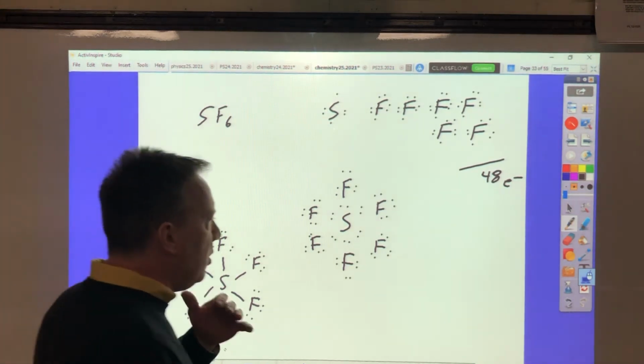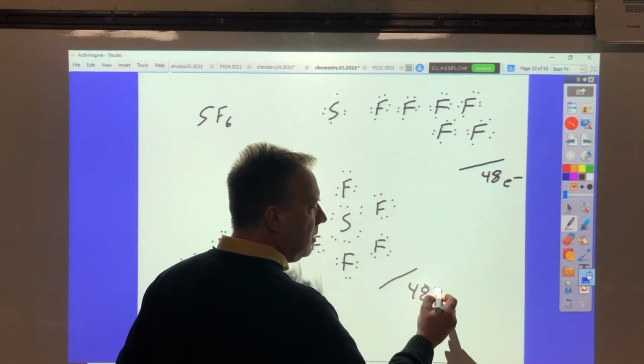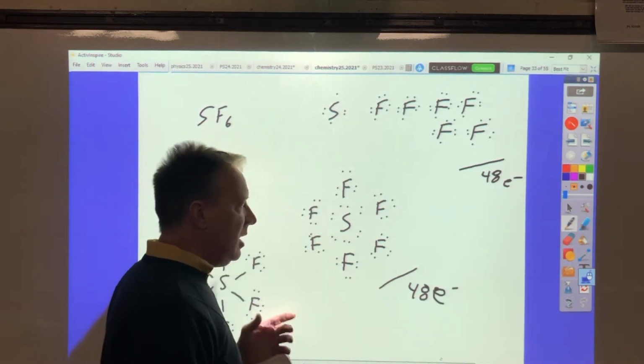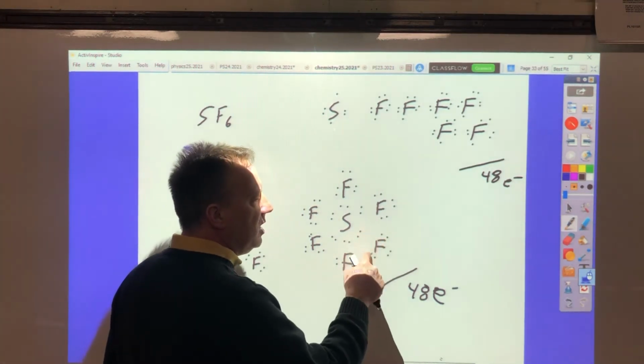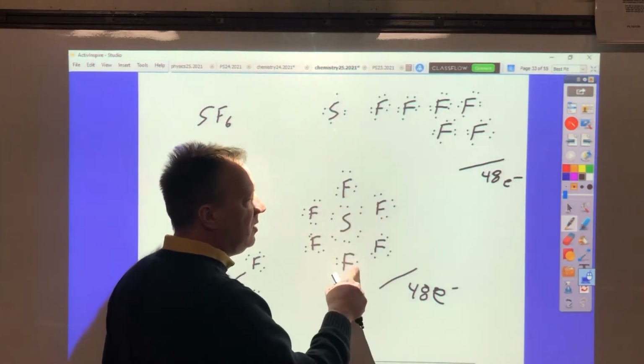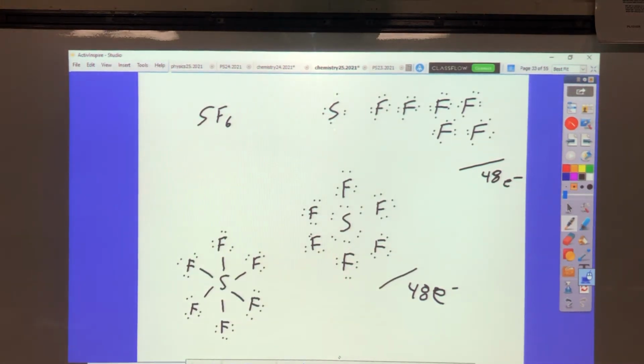No charge. I forgot one step. Back here, you have to get 48 electrons. If you forget that step, you're likely to fall off the rails here. So you have 2, 4, 6, 8 times 6, which is 48 electrons. So this would be fine.